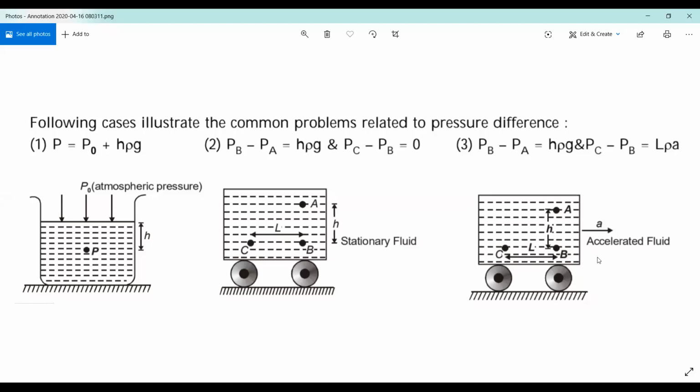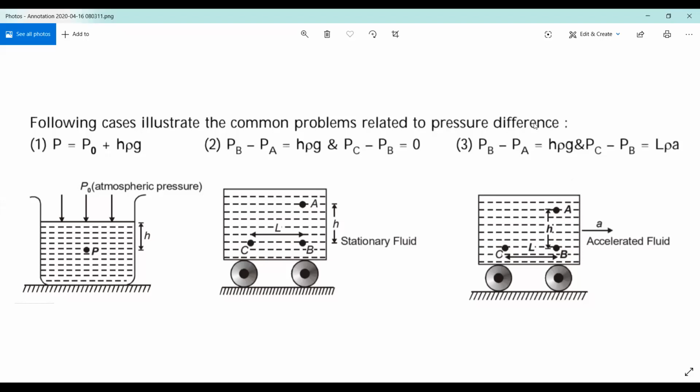But if the container is accelerated, there will be a pressure difference created. That pressure difference is equal to L into rho into A. L is the distance between those 2 points, rho is the density of the liquid, and A is the horizontal acceleration of the container. And in this case, if you consider a vertical difference of H between 2 points, then the pressure difference between them remains the same as earlier, that is rho gH.